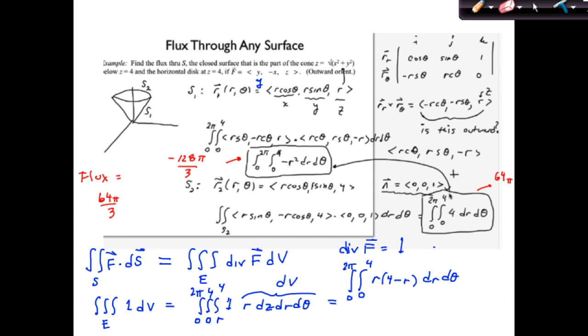Antiderivative is z times r. z goes from r to 4. So I think that's right. Agree with that? And so then I'm going to have what? 2r squared minus r cubed over 3, and that from 0 to 4. And then all that just times 2 pi. Is that right?